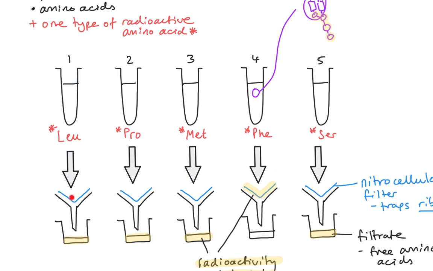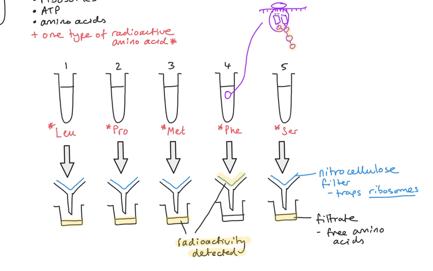So we'll collect a residue in the filter. This is a nitrocellulose filter. You don't need to know it's nitrocellulose, but it's a nitrocellulose filter, and it's going to trap ribosomes. So the ribosomes stick to the filter. So in each of these, we're going to have ribosomes bonded onto the filter, and all the free amino acids are going to pass through.